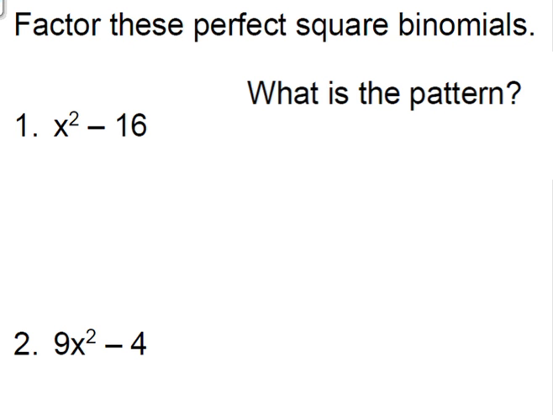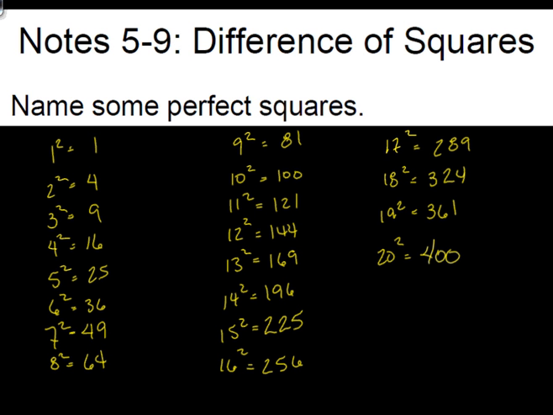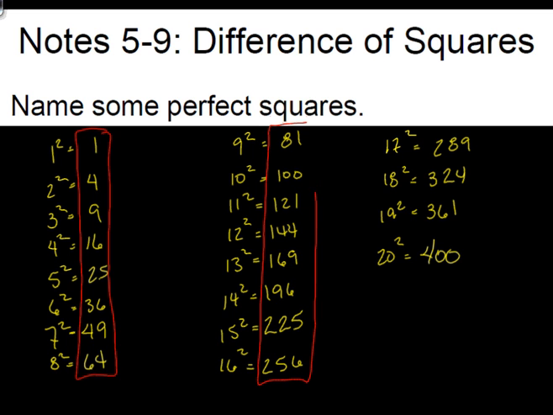So my first problem says x squared minus 16. Well, x squared automatically is a perfect square. Anytime you have an even exponent, that is a perfect square. And was 16 on my list of perfect squares? Well, let me see. Yes, it was. Everything on the right-hand side, these are all perfect squares. The numbers on the left-hand side would be their square roots.